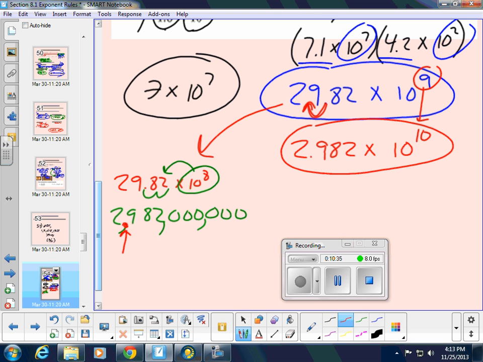And how many spots away is that from where the decimal would be if I wrote it out in standard form? 1, 2, 3, 4, 5, 6, 7, 8, 9 places. So see how, in this case, I went 1 spot further than what it was before. That's why I had to increase the power by 1, from 10 to the 9th to 10 to the 10th in this case. So that ends up being my final answer, and that's in scientific notation, 2.982 times 10 to the 10th.